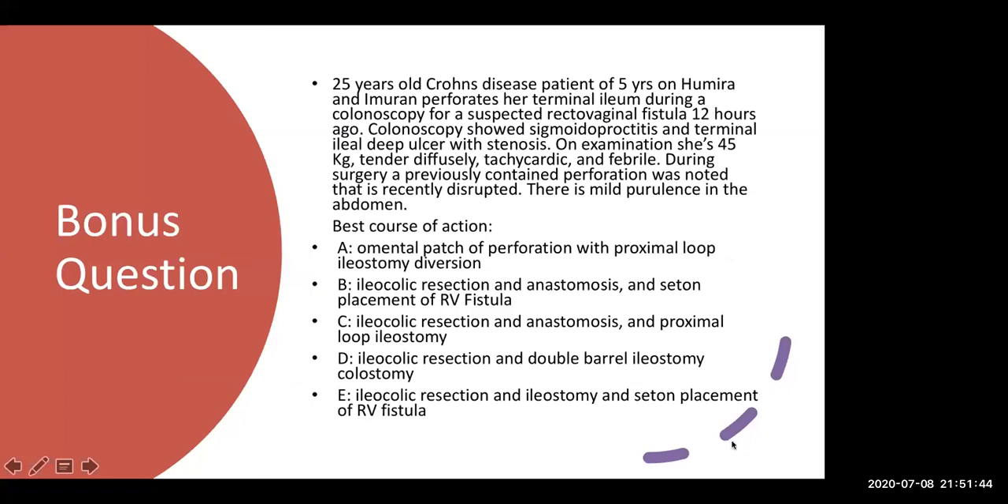So for this lady, there are a few things that I should know before I decide my management for this patient. Most importantly, how long she's been diagnosed with Crohn's disease and her bowel movement symptoms. How often she's having any diarrhea or bleeding, and is there any vaginal discharge that she noticed before the colonoscopy? And was there any feces coming from the vagina?